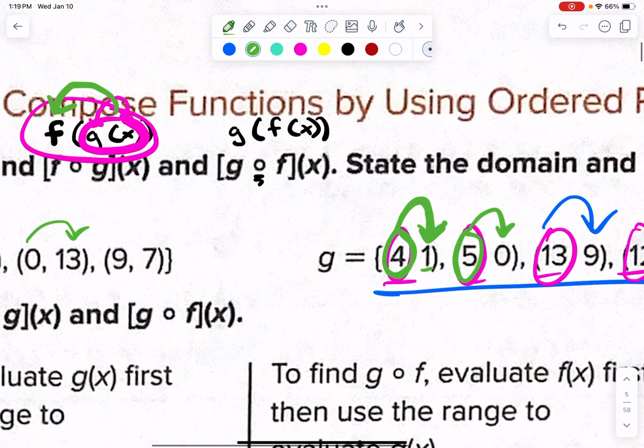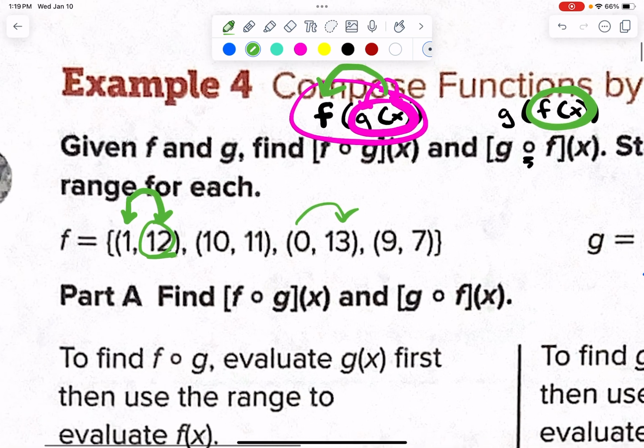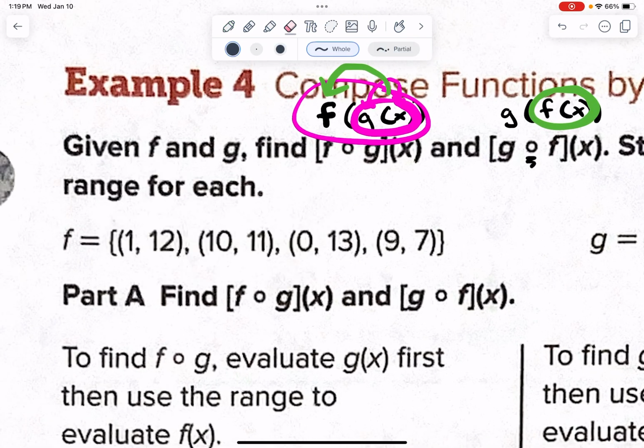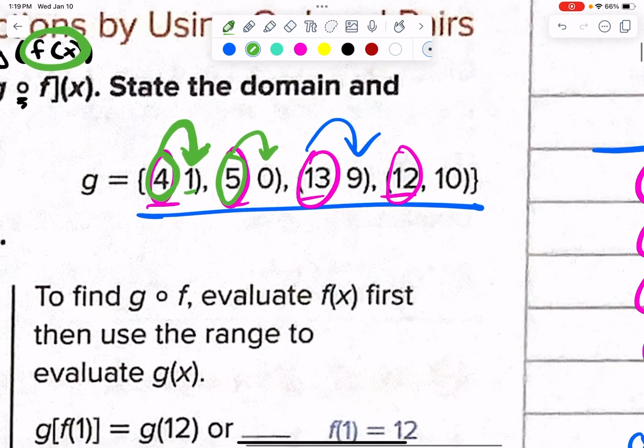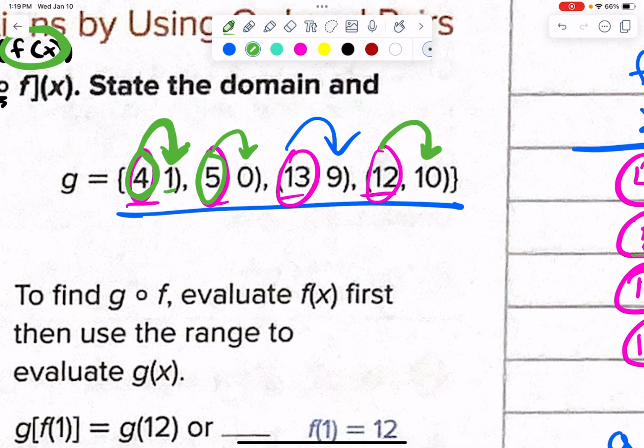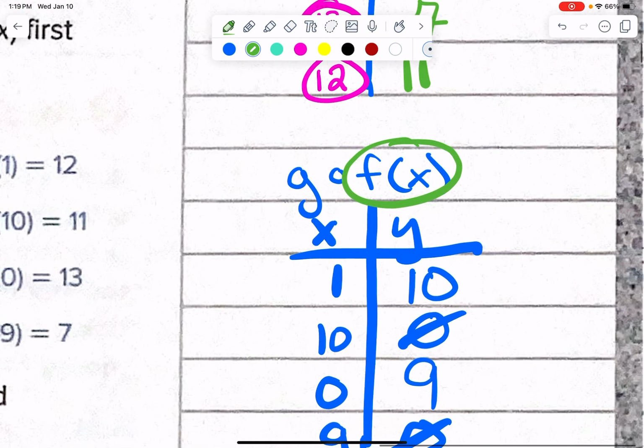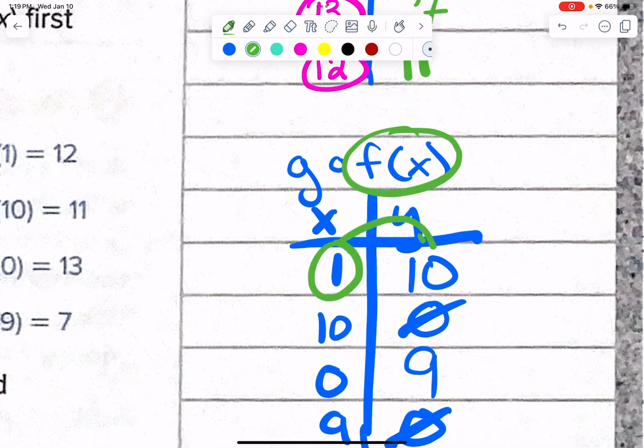Now if they switch and they want us to do g composed of f, now I'm looking at f first. So I'm looking at all these input values first. I'm looking at 1, 10, 0, and 9, and I'm plugging them into the f table. So we said 1 became 12, and if 1 becomes 12, then 12 becomes 10. So what started out as 1 became 10 afterward. It skipped over the 12 and it became 10.